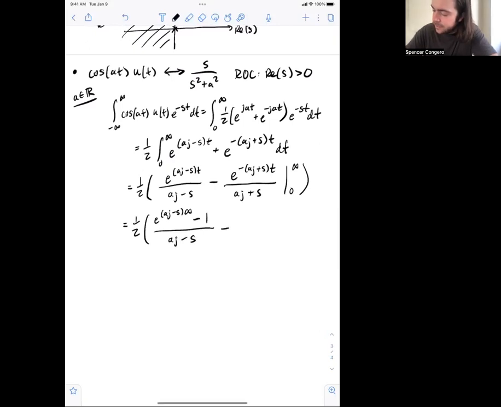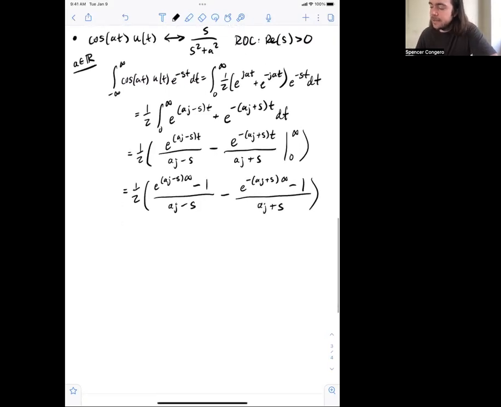And same thing over here. I'm going to get e to the (negative aj plus s) times infinity minus 1 again, what I get when I plug in 0, all over aj plus s. All right, so now we got to figure out what are the conditions to get this to converge. And you can see there are actually two issues here. We have this term that's causing problems, and we have this term. So we have two conditions we're going to have to deal with. So let's just look at them one at a time.